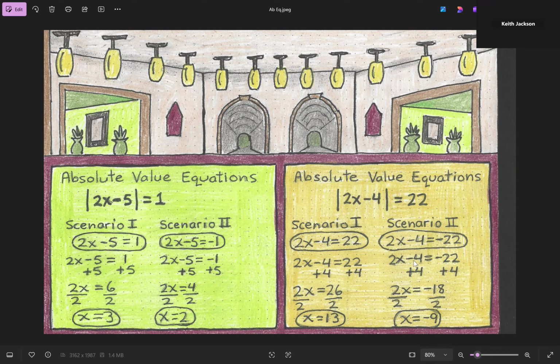And let's move on to our second scenario, in which we had 2x minus 4 is equal to a negative 22. Again, we're going to add 4 to both sides to balance the equation. And what we get right here, we get 2x is equal to a negative 18. Dividing both sides by 2 in order to isolate x, we will discover that x is equal to a negative 9.